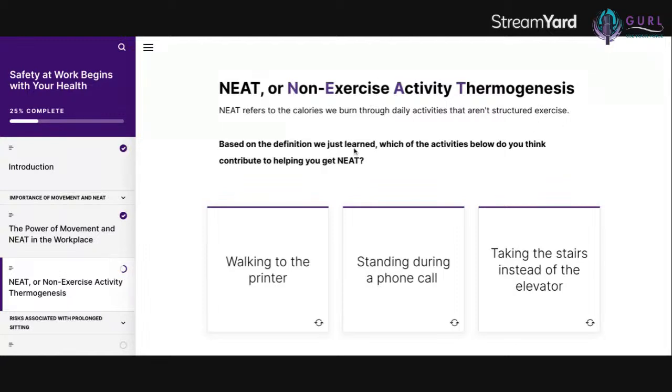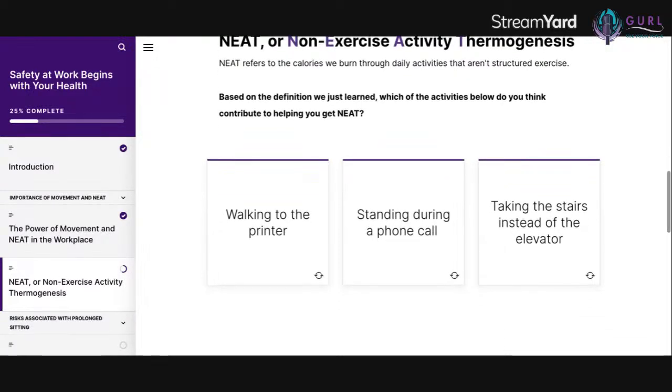So based on this definition that we just learned, which of the activities below do you think contribute to helping you get NEAT? Okay, so we have 3 cards here, and again, they're flashcards. So our people should know what to do at this point because we showed them a flashcard before. So you have walking to the computer, standing during a phone call, or taking the stairs instead of the elevator.